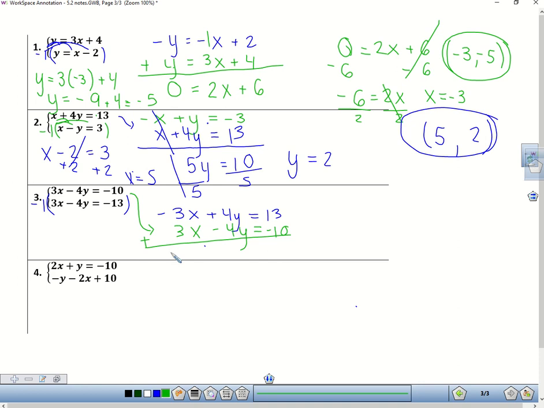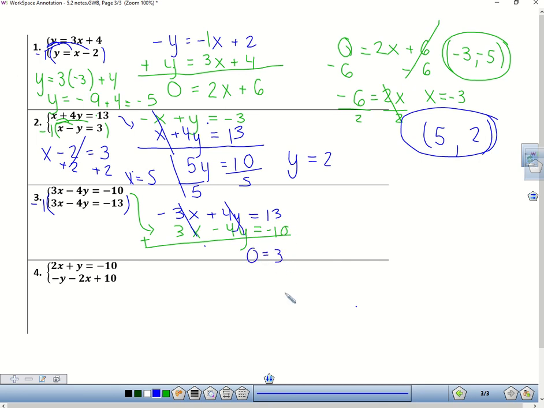Your goal now is to add these together. So what is negative 3x plus 3x? Where did you get a negative 3? Right here. I multiplied this second equation by negative 1. Oh. So what is negative 3x plus 3x? What happens to those variables? They cancel out, don't they? Yeah. And then what happens over here? These also cancel out. So I'm left with 0 equals, what is 13 minus 10?